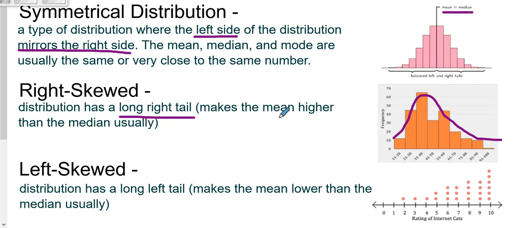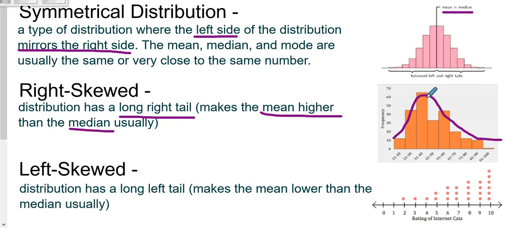Now what this does to our measures of central tendency is it makes the mean higher than the median, usually. So here, because we have some of these higher numbers going into our mean, that's going to pull it up a little bit. Whereas the median is still probably going to be a little bit lower because of the frequency, the amount of data points that we have over here. This is where the bulk of our data is.